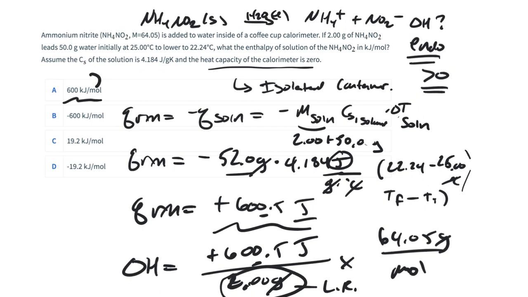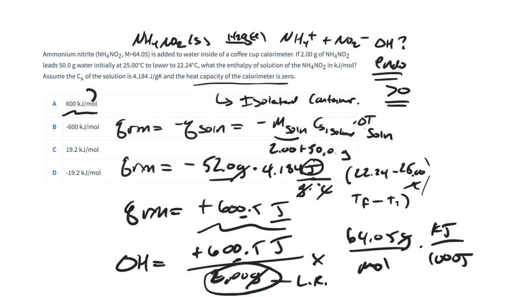And then, again, that's in joules. We just need to do one final step, 1,000 joules to a kilojoule, to go to kJ per mole. The joule cancels, the gram cancels, and we're left with kJ per mole, and numerically 19.2.